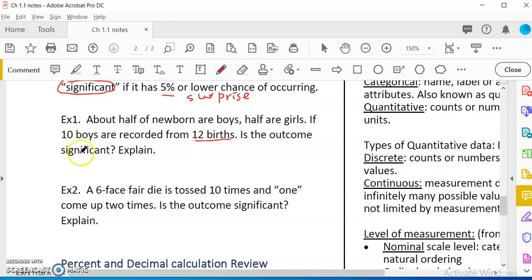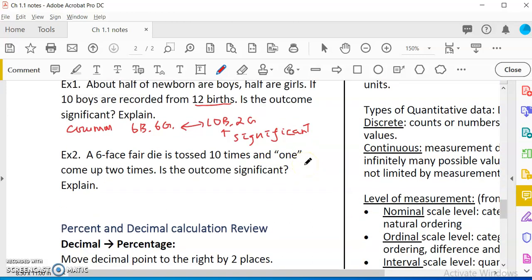You're supposed to have the common ones be what? 6 and 6, right? 6 boys, 6 girls, maybe 7 boys, 5 girls is still acceptable. I don't know about 8 and 4, that is questionable, but 10 boys and only 2 girls, that deviates from this a lot, right? So this is very surprising. It can happen, but it is very surprising. So we'll say this result is significant. This must be caused by something.